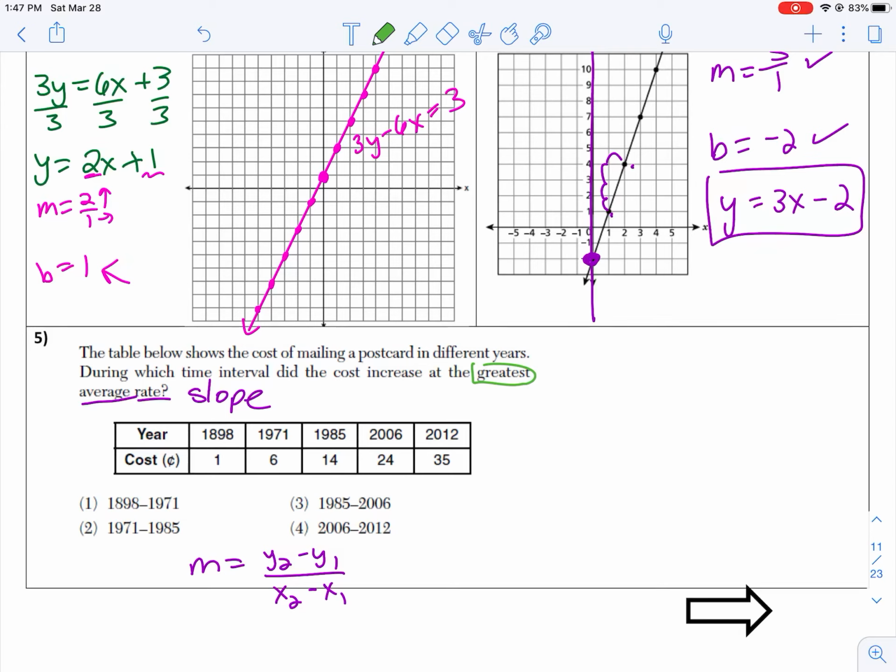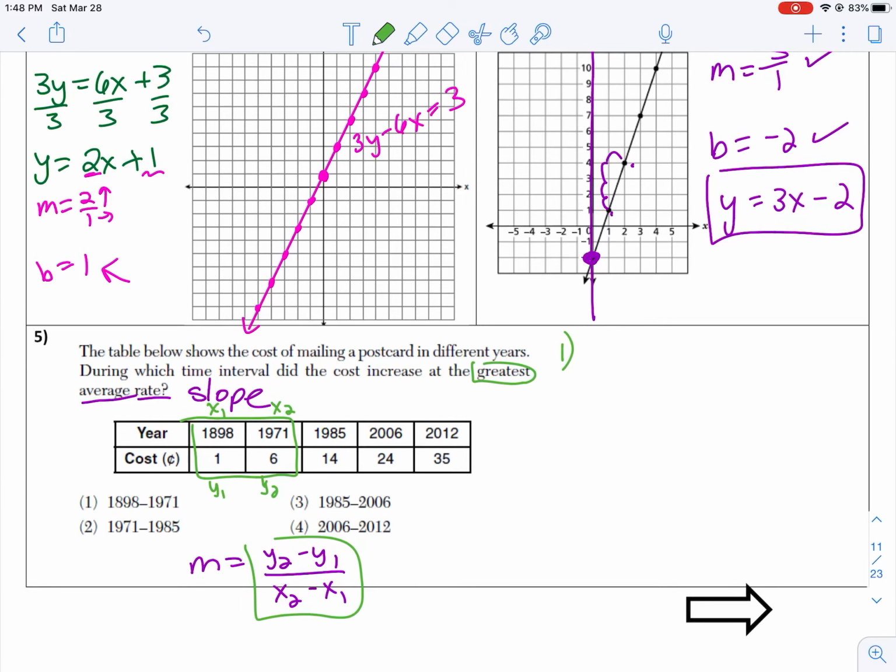So choice number 1 says to go from 1898 to 1971. So I'm going to label this. This is my x1, this is my x2, this is my y1, and this is my y2. So now I'm going to use my slope formula. So 6 minus 1 over 1971 minus 1898. When I subtract, it's 5 over 73. Let's make it be a decimal. So 5 divided by 73, it's going to be a really long decimal. I'll round it, 0.07.